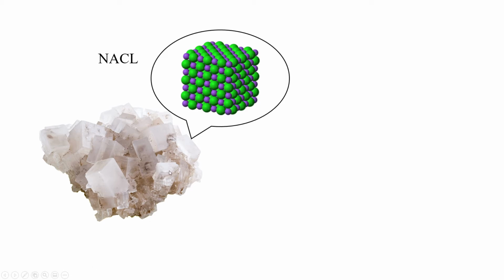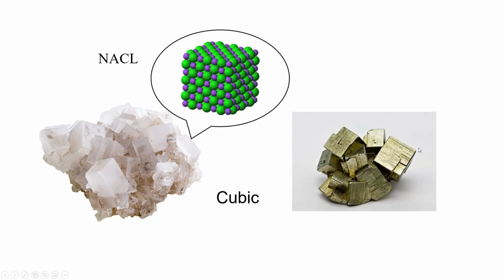And as you can see here, sodium chloride is my example, and it looks kind of cubic, so it's one of the seven crystal systems. Its crystal system is cubic. Galena or pyrite is one of the cubic ones too, and there are seven crystal systems.